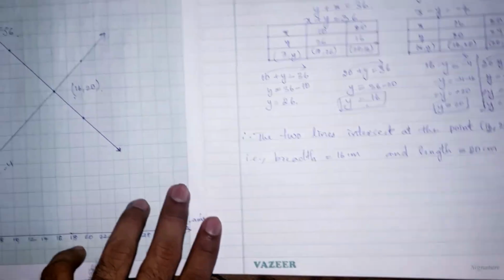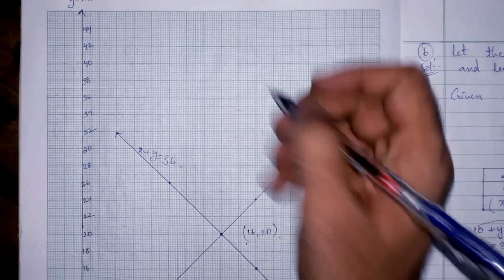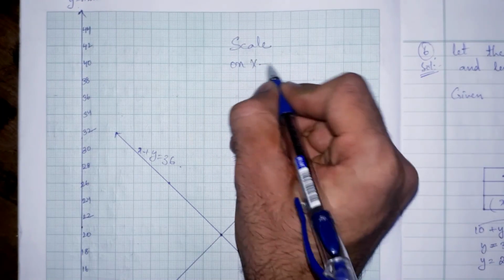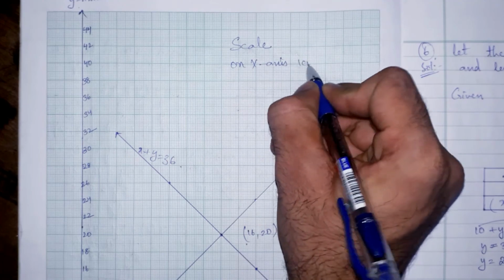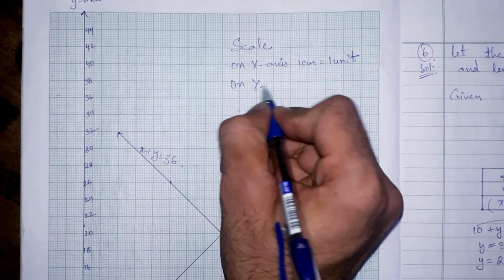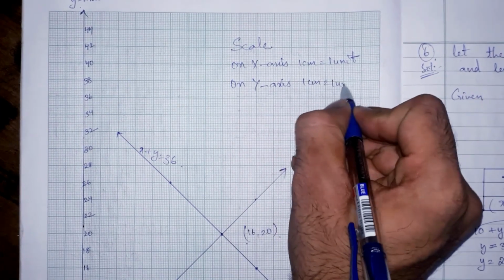So finally we are going to write the scale. Scale on x-axis, 1 centimeter is equals to 1 unit. On y-axis, 1 centimeter is equals to 1 unit.